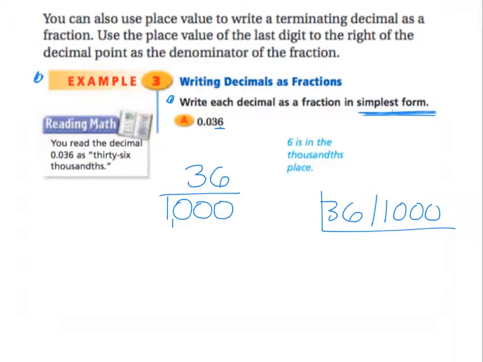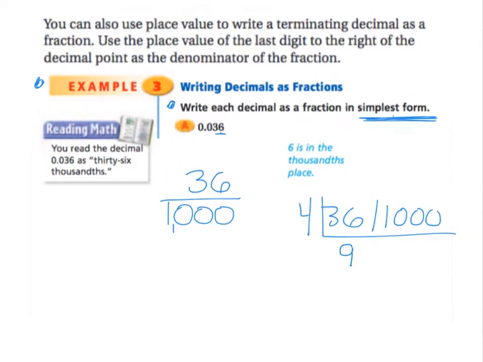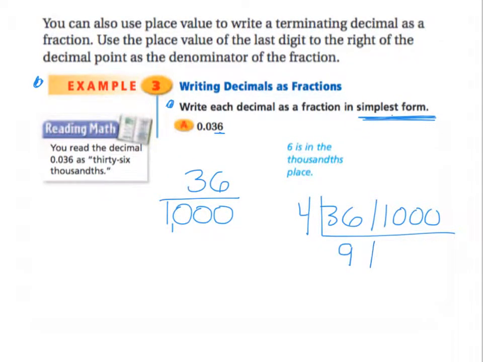I could start with 2 because they're both even and keep going that way, but I also know that 4 will go into both of these. 4 will go into 36 9 times, and it will go into 1,000 250 times. Now to get that, I took 36 divided by 4 to get 9, 1,000 divided by 4 to get to 250. Now I'm going to look at 9 and 250 to make sure that nothing else will go into them, and they won't. So my answer is 9 over 250.